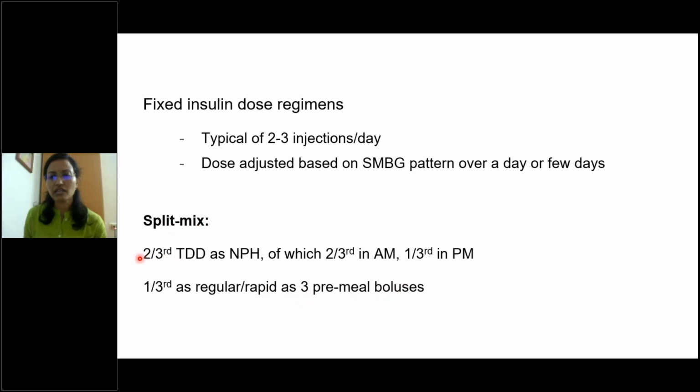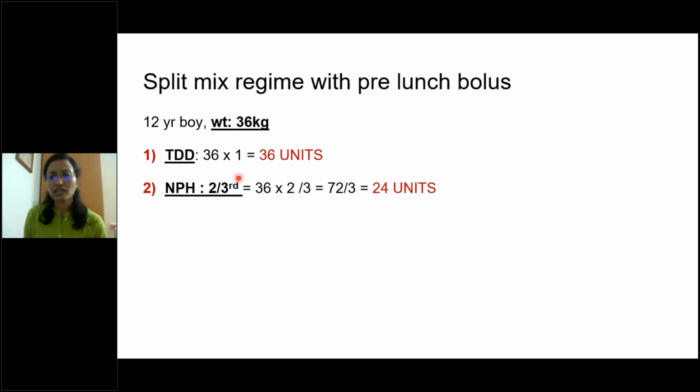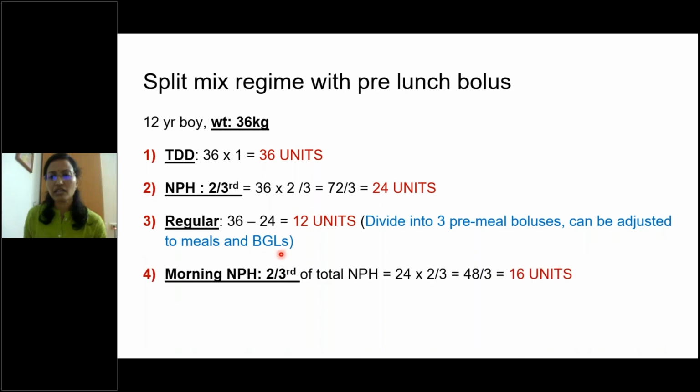Here, if you can see, the basal is very high. 70% is basal. If you are using NPH, almost like 66%. So if a split mix regime, pre-lunch bolus, how are you going to decide? 12-year-old boy with 36 kilo. Your total daily dose is 36 units, of which 2/3, which is 24, is your NPH. And then the remaining 12 is your regular, that you're going to divide as pre-meal doses, which can be adjusted with blood glucose levels.